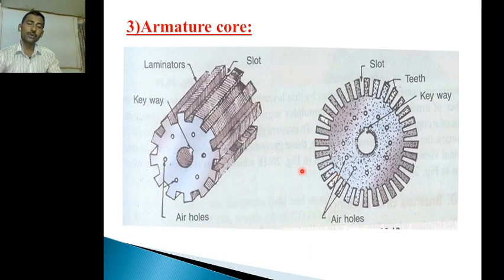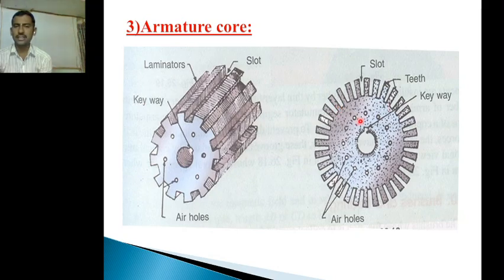So what does the armature core mean? The armature core provides for the moving of the conductor. In order to move the conductor, we need to provide one area, and that area is nothing but our armature core. Normally this armature core is also a laminated core consisting of some slots and some teeth, and this will be fixed to the shaft by using the keyway, and we can provide some air holes also.